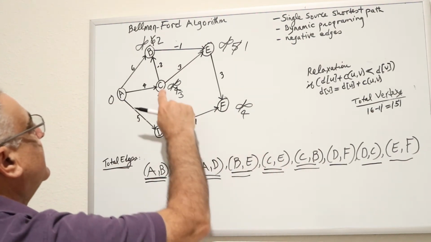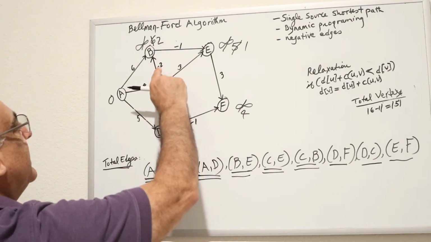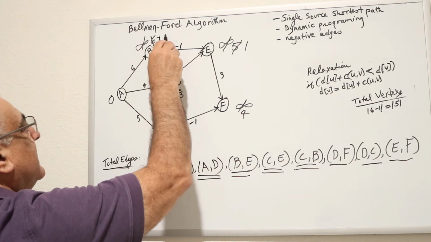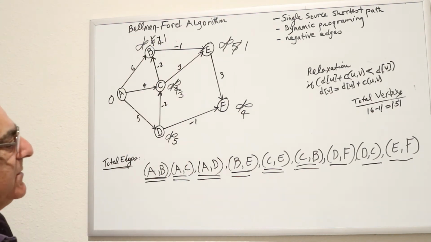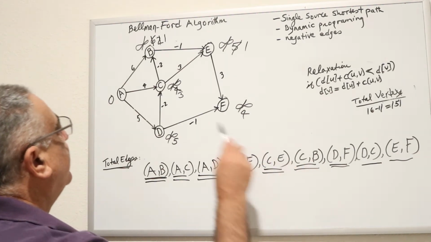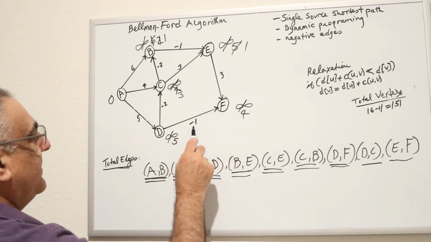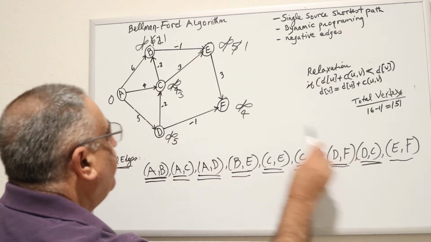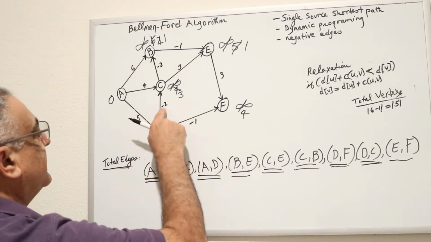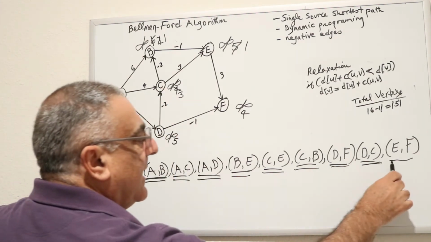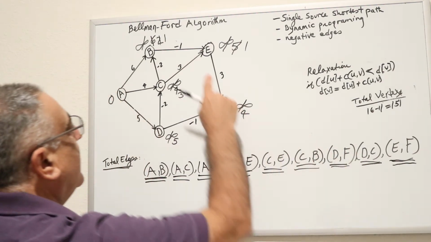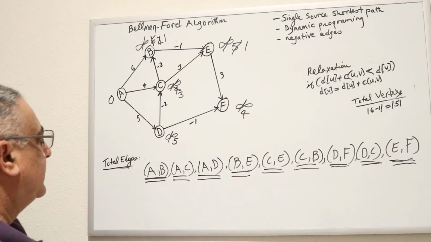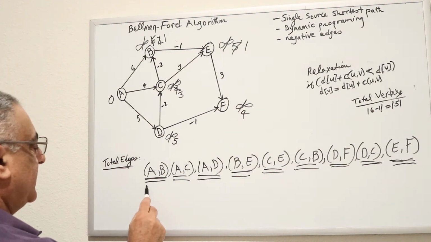C to B, 3 plus -2, which is a 1, so it's better than 2, so I'm going to change it to 1. D to F, 5 plus -1, 4, don't change it. D to C, 5 plus -2, 3 is the same. E to F, 1 plus 3, that's 4, it's the same. That's my second pass. We've got 5 to do.